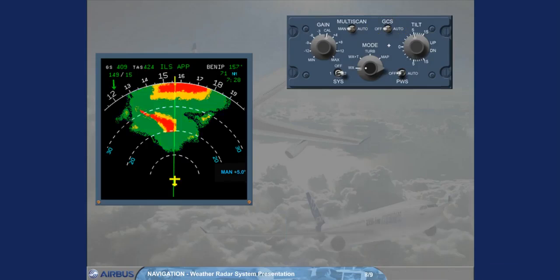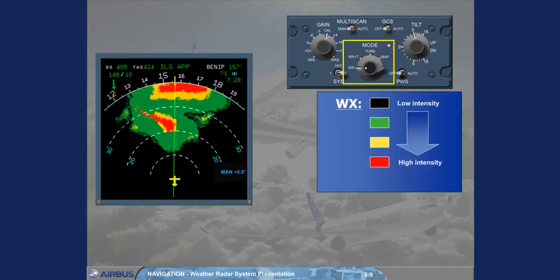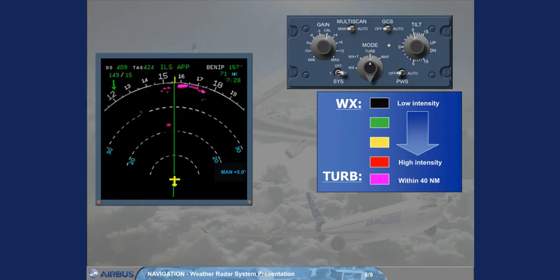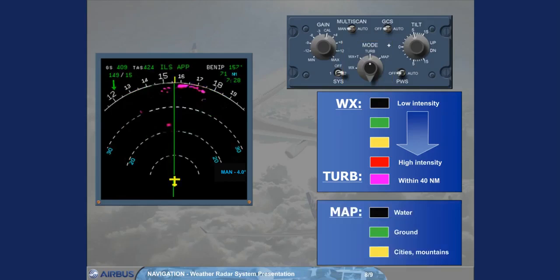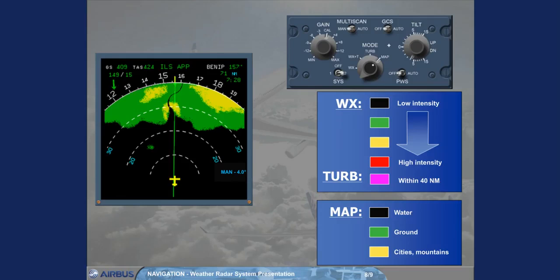The 4 position mode selector, when it is in WX position, shows the intensity of precipitation. In WX plus TURB position, it shows the intensity of precipitation plus the turbulence areas in magenta. In TURB position, it shows only turbulence areas, and in MAP position, the radar operates in ground mapping mode.